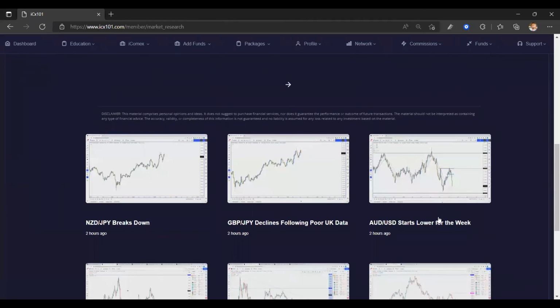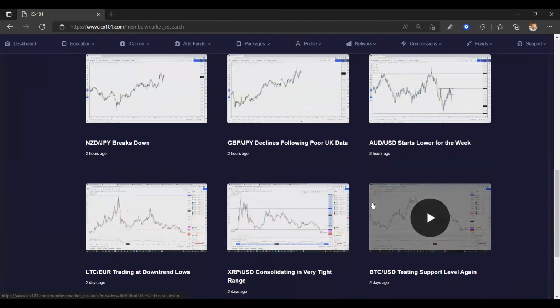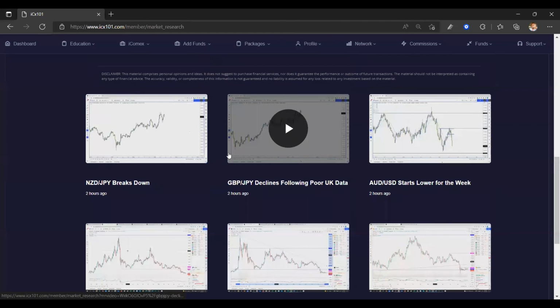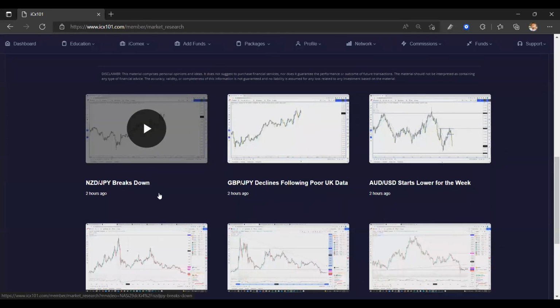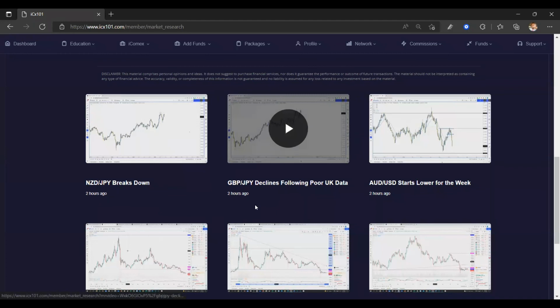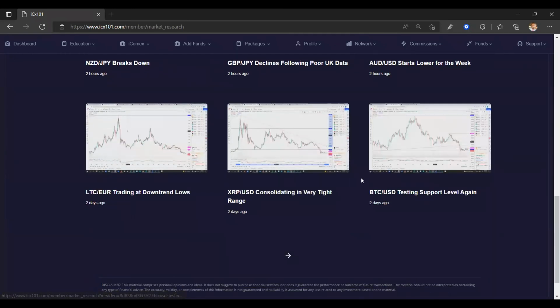Then we have the videos. Currently, if you trade New Zealand JPY, we have a breakdown for you. You can go and watch it. Decline following poor UK data. That's the Great British Pound trading against the Japanese yen. Okay, that's GJ. Now Aussie has also started lower for the week. So you can go and look at all these videos and get your projections.